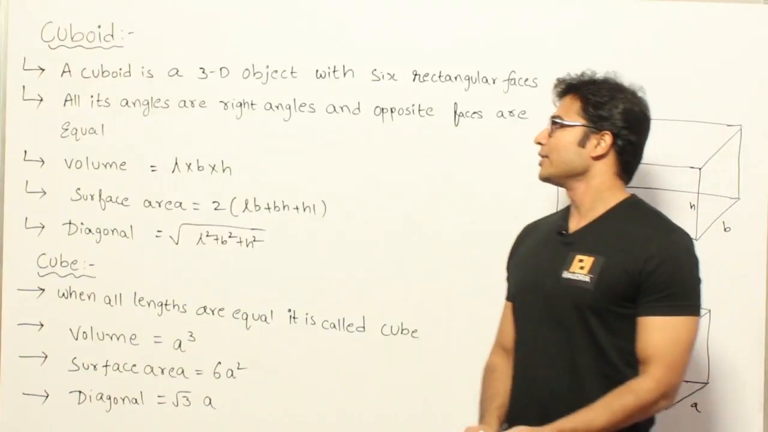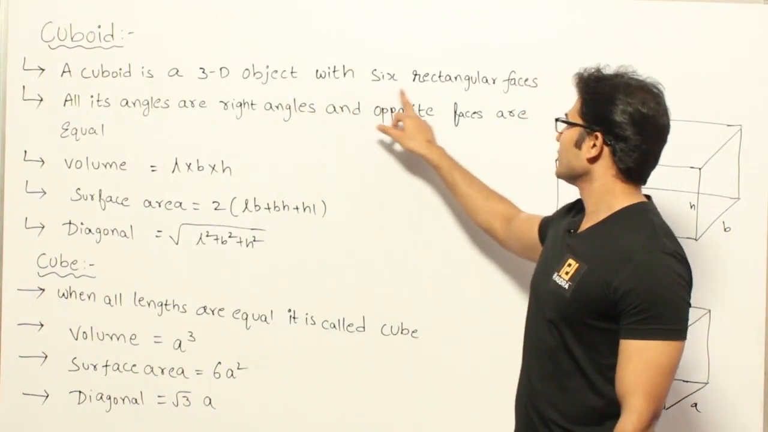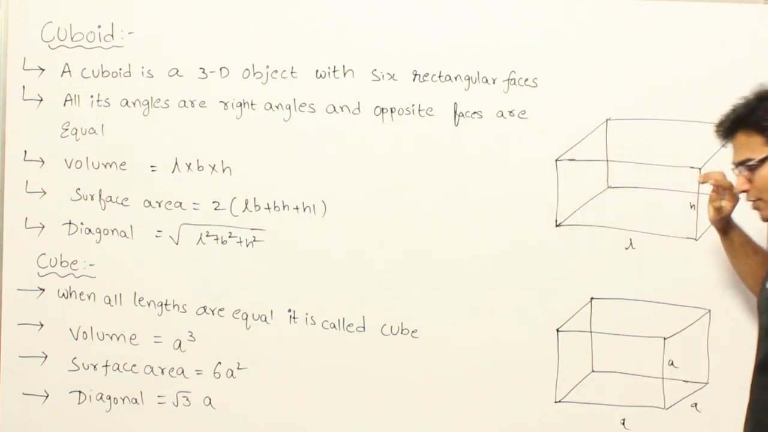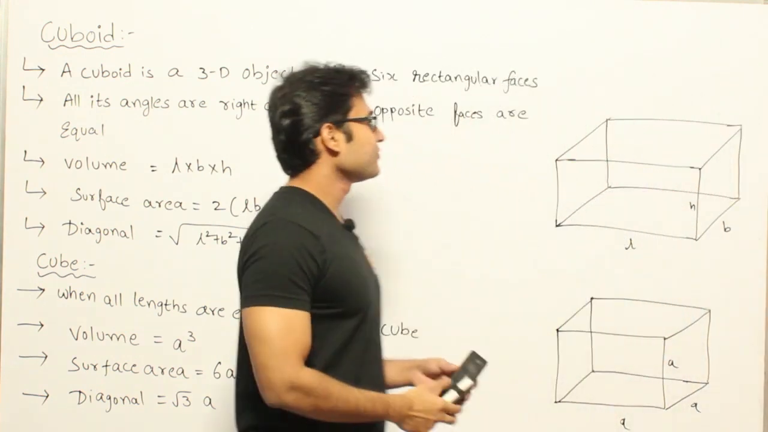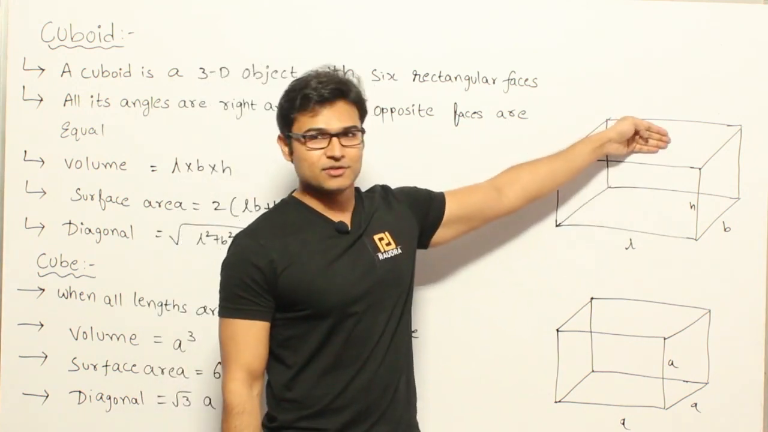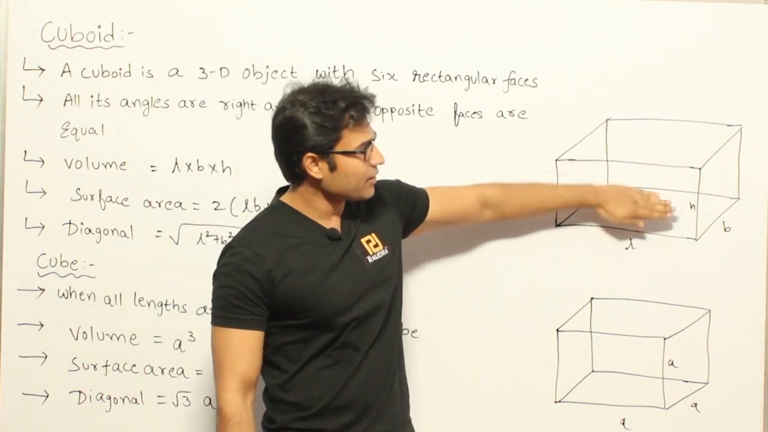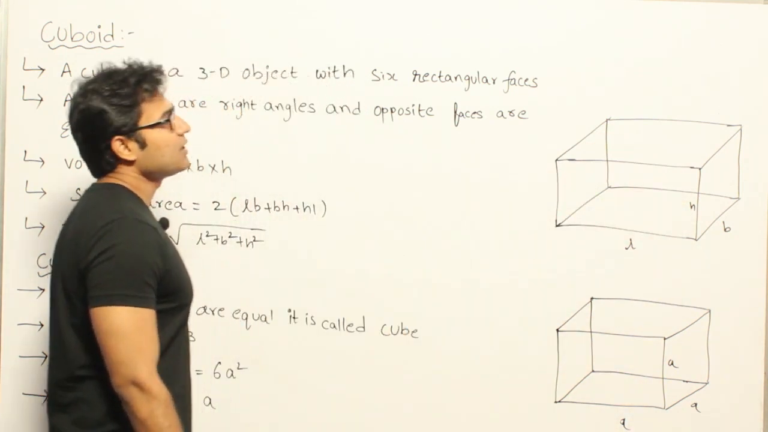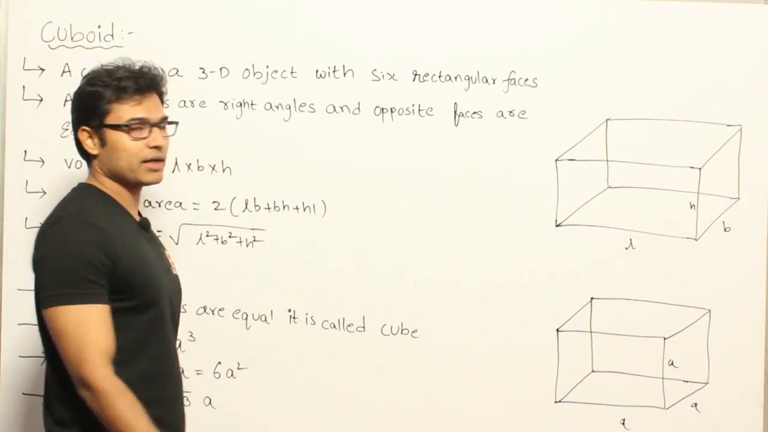Now let's see the cuboid. A cuboid is a 3D object with 6 rectangular faces. You can see this diagram is a cuboid, and this cuboid has 6 faces. See this, one face and the back side make 2 faces, and then the upper and lower, and then the sides. So there are 6 faces, and generally all these 6 are going to be rectangles.